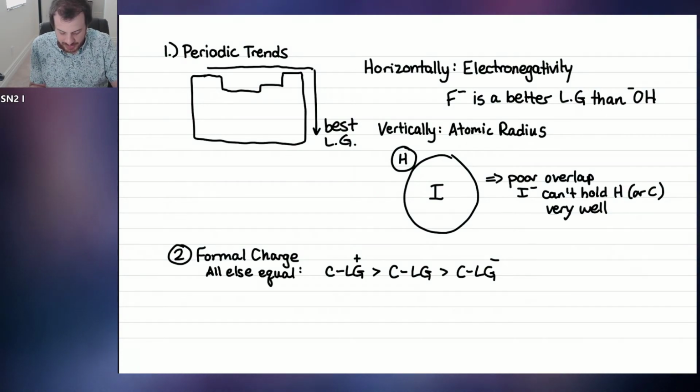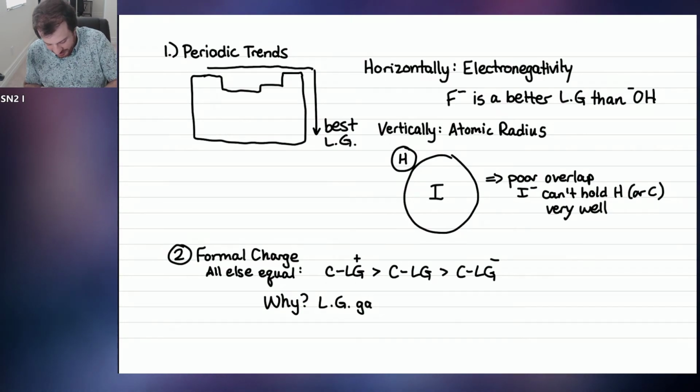And the reason is that when the leaving group leaves, it's going to gain electrons. So if something is positively charged, it can relieve its positive charge by gaining electrons. If something is negatively charged, it's not going to want to gain any more electrons because then it's going to become doubly negatively charged, which is really bad. So why? The leaving group gains electrons when it leaves.